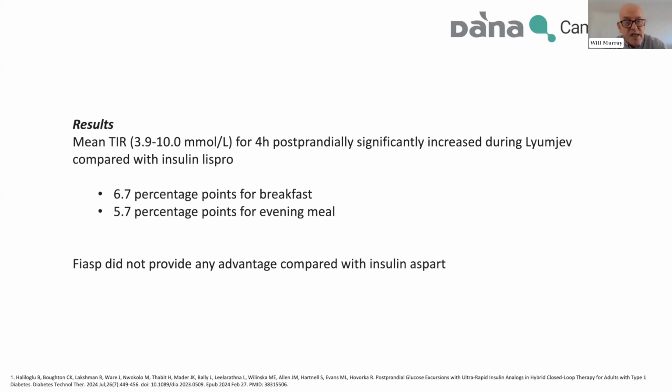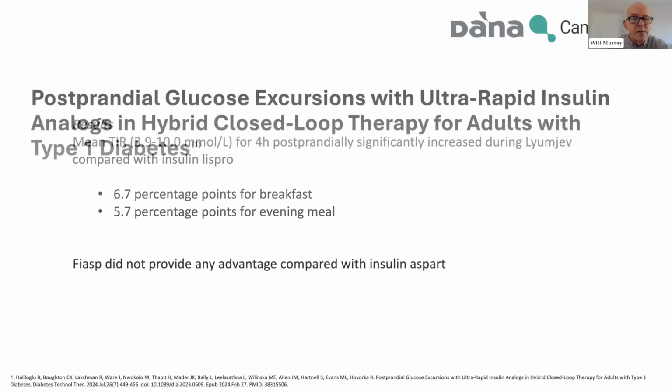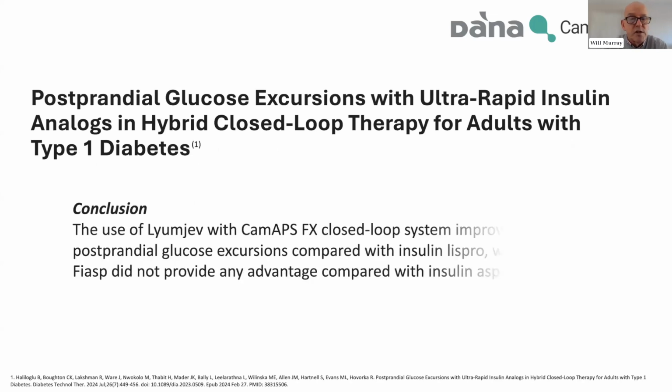Fiasp was proven to be safe, but didn't actually offer the same advantages as Lyumjev when compared with NovoRapid. So in summary, the authors just concluded that with using Lyumjev, you can get improved postprandial control compared to Humalog. So that little extra bit of nudge in time in range when you're trying to do your best, certainly during pregnancy.